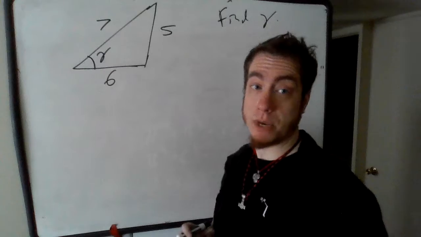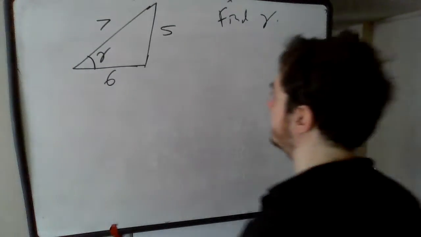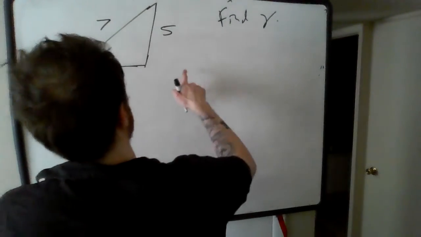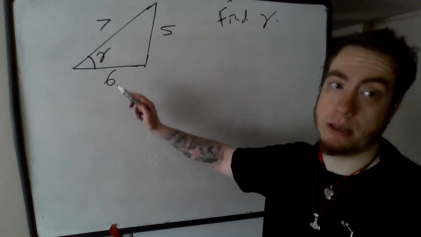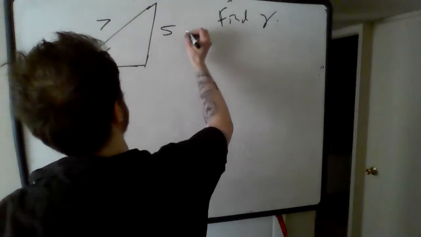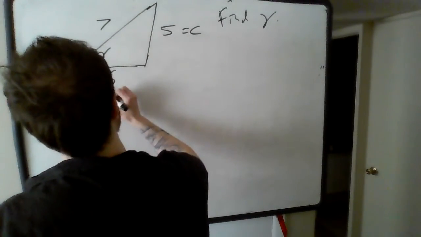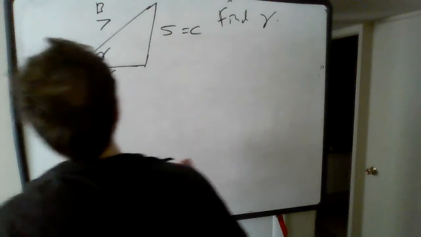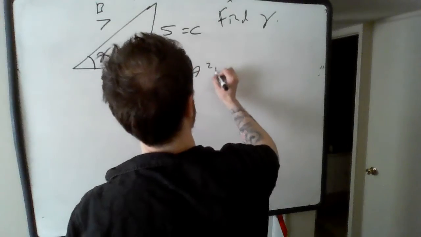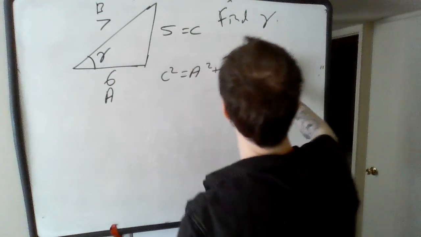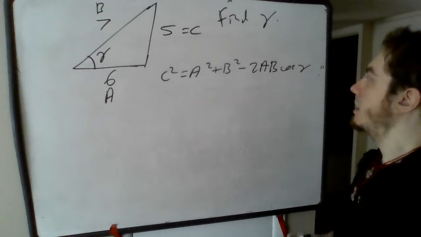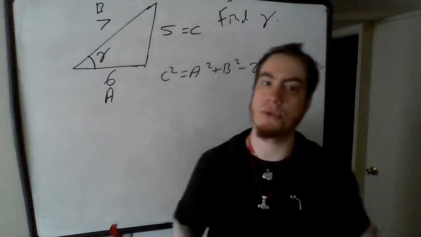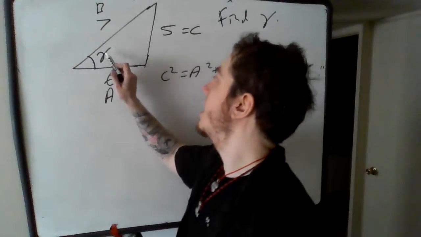Okay, so let's see how we can do that. Well, the way that I'm going to do that is I'm going to say, what I know here in terms of getting an equation that involves this angle gamma is, if I think of this as my side C and this is my side A and B, then I can use the formula C squared equals A squared plus B squared minus 2AB cos gamma. So I first have to pick a form for the law of cosines that is going to involve this angle here.